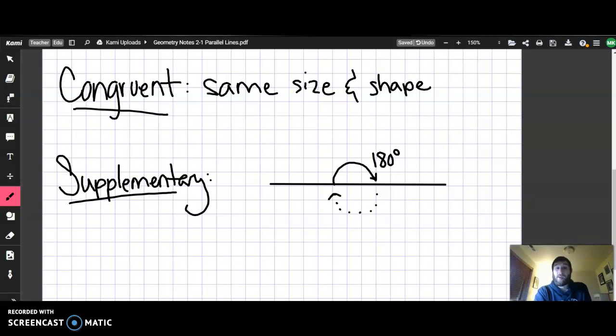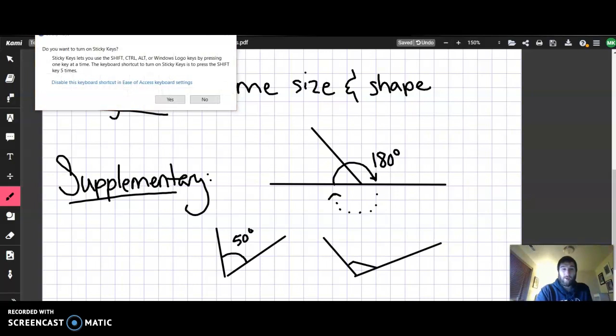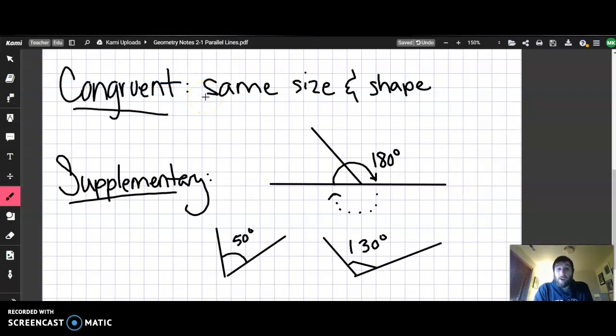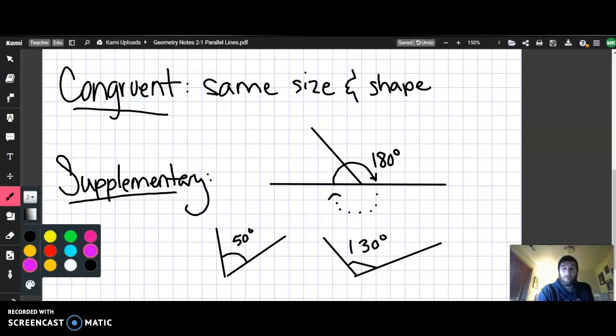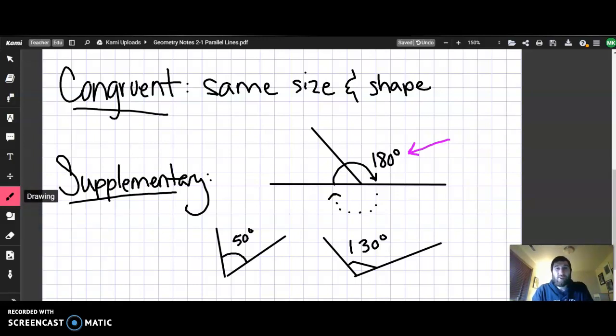So when we talk about supplementary angles, we're talking about two angles that add to 180 degrees. So it could be a fancy angle over here that happens to be 50 degrees, and then another fancy angle over here that happens to be 130 degrees. Those add up to 180, so they are supplementary. This particular example that I'll go ahead and point at in purple here is a special one because they're not just adding up to 180 degrees, but they're also next to each other. So we're going to be talking about that in another example as well.